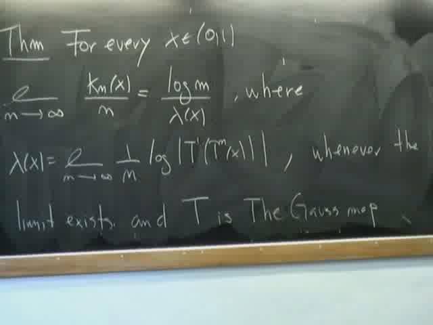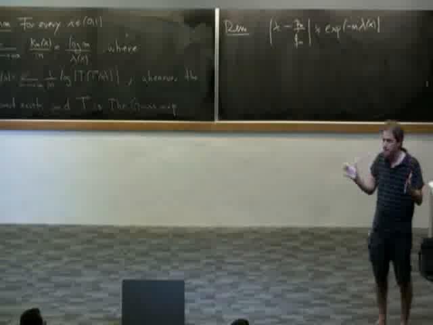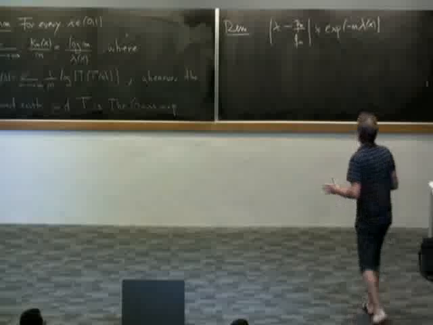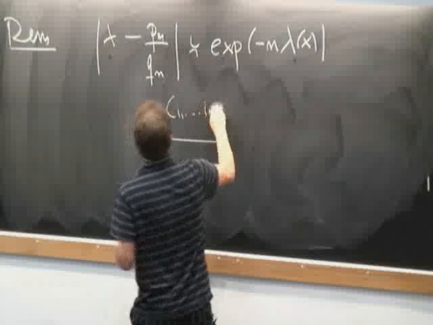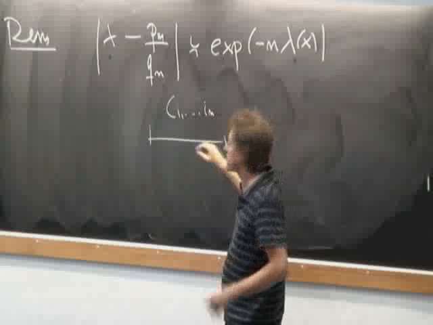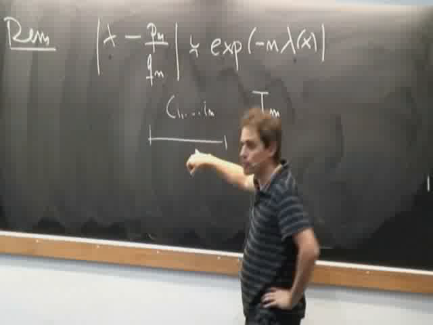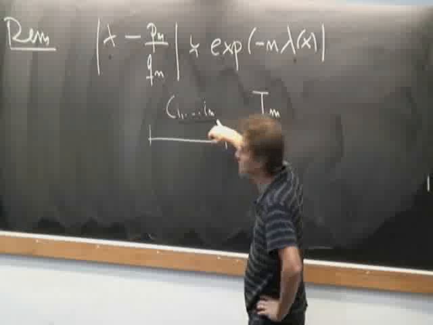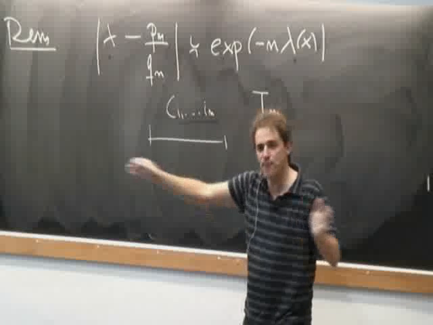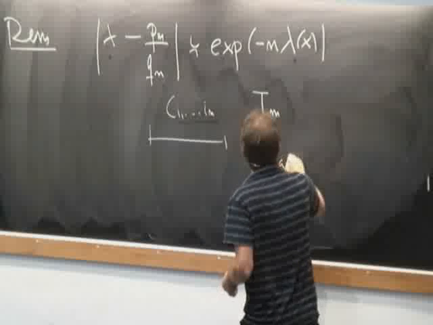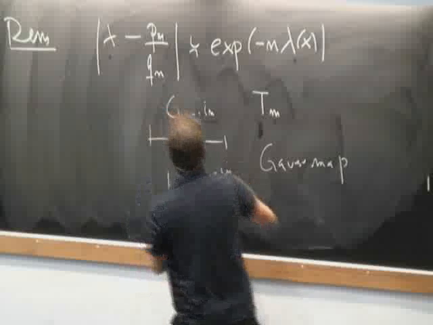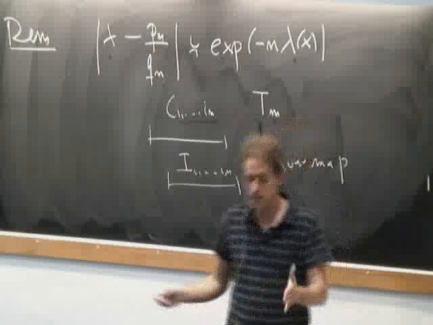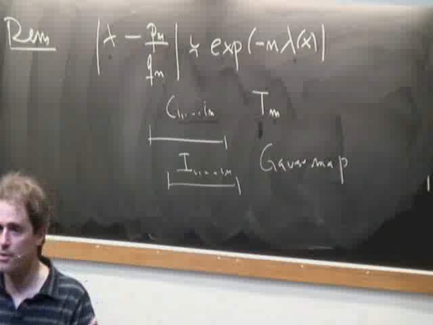How do you prove this? It's actually not that hard. The only remark that you have to have in mind to try to prove this is what I said before. A cylinder for one Markov partition, say Tm, contains the set of points which have the same first n entries in its expansion. The same holds true for the Gauss map. You pick a cylinder for the Gauss map of length n. What you have here is the set of points which have the same expansion up to the first n digits.